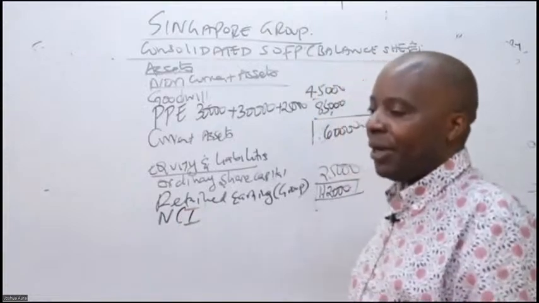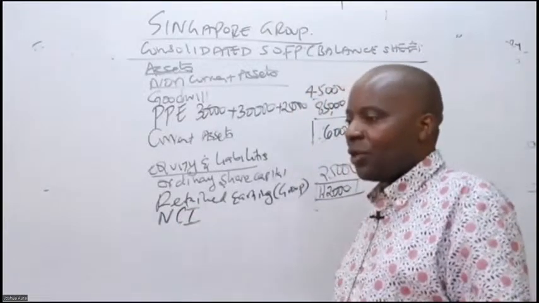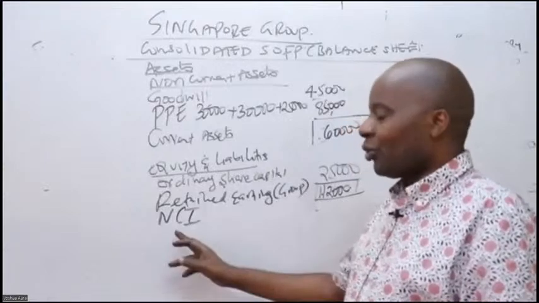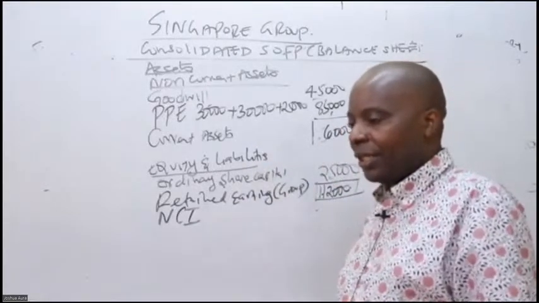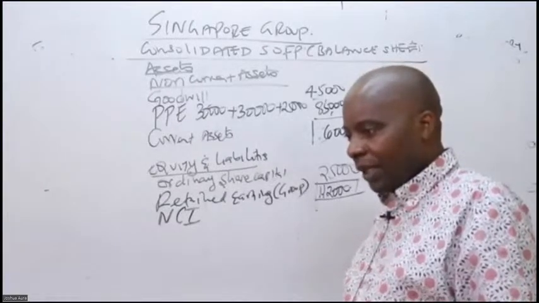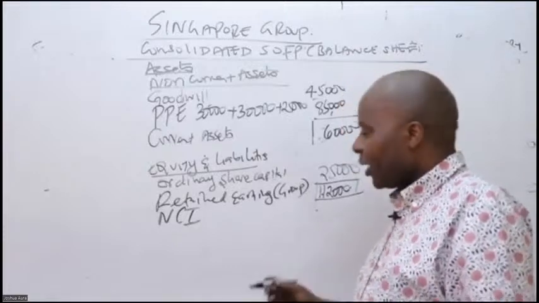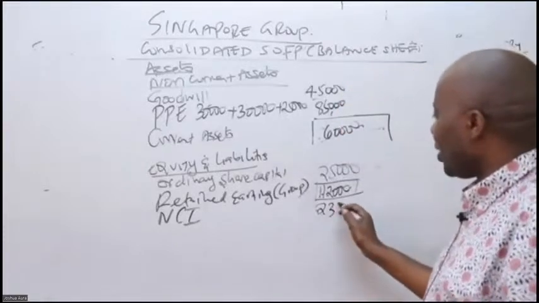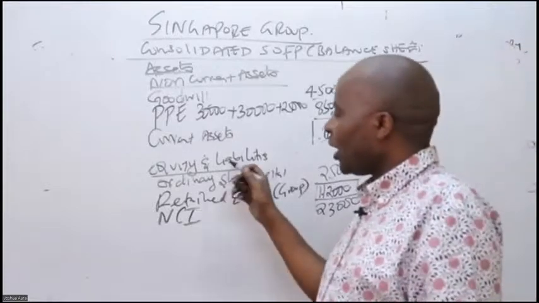So is there anybody who can remember what NCI is? Thank you, Terry. Is there anybody who is able to remember this NCI at reporting? We did a calculation for it. NCI at reporting is 23,000, right? So that is it. Then go to the liabilities.